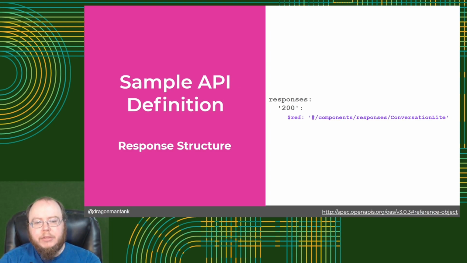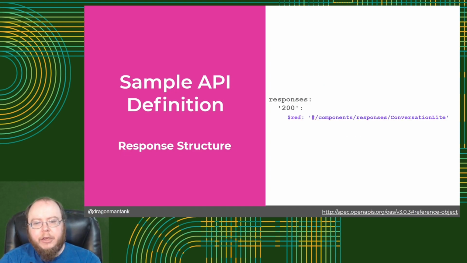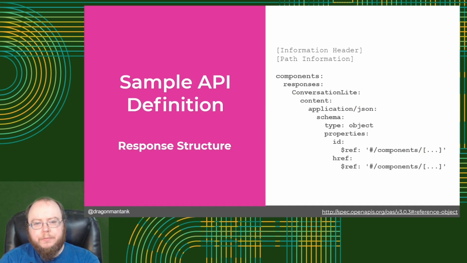So on our response, this was actually getting a specific conversation. So on a 200, I'm going to return whatever this thing called conversation light is. And I can reference that multiple times throughout different pieces of the document. So I can go down to the component section and then responses and conversation light. So we'll see in here, this is actually kind of giving us a path to where we need to go.